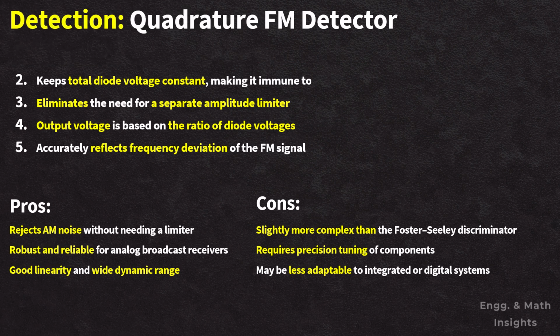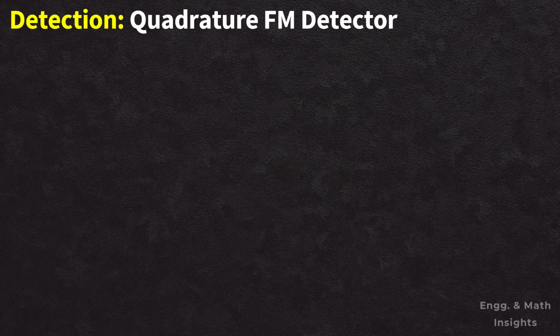Now let's look at the modern detection techniques that are used for the detection of the FM modulated signals. First one is the Quadrature FM Detector. In the Quadrature FM Detector, the FM signal is split into two parts.